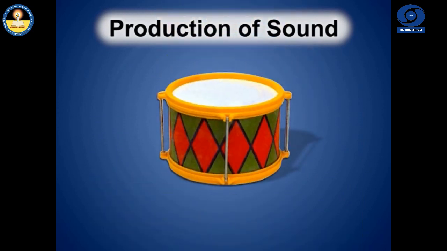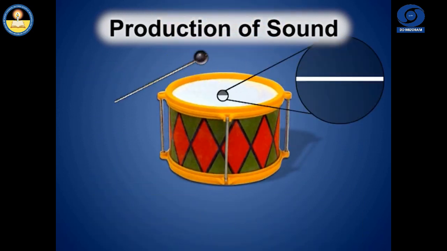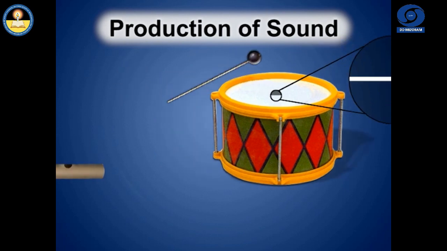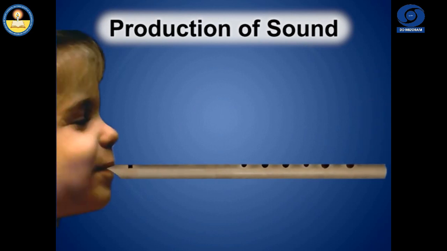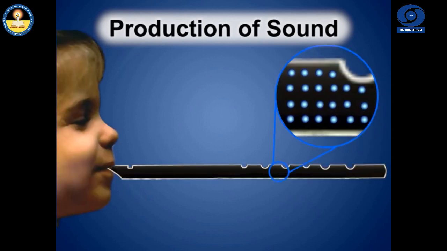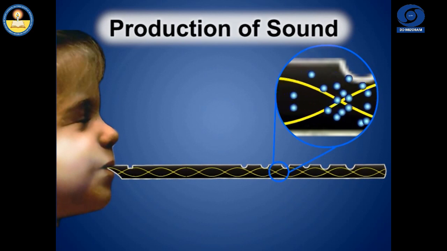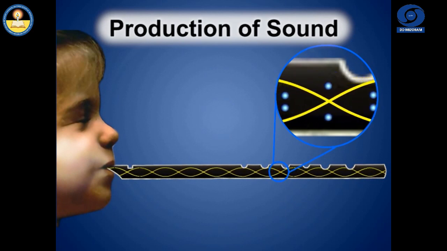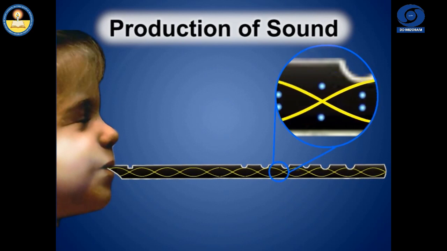When we hit a drum skin with a stick, some vibrations are generated in the membrane of the drum. It is the vibrating membrane that produces sound. Here too, the sound is produced as it was when the string of a guitar was stretched. When we blow into a flute, it also produces sound. Here, sound is produced by a vibrating air column.